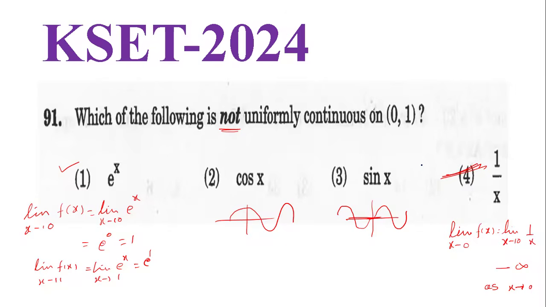In this video, I am discussing KSET Mathematical Science previous year questions on real analysis topic limit, continuity and differentiability. This question is a 2024 KSET question. Which of the following is not uniformly continuous on open interval (0, 1)? I already discussed this.